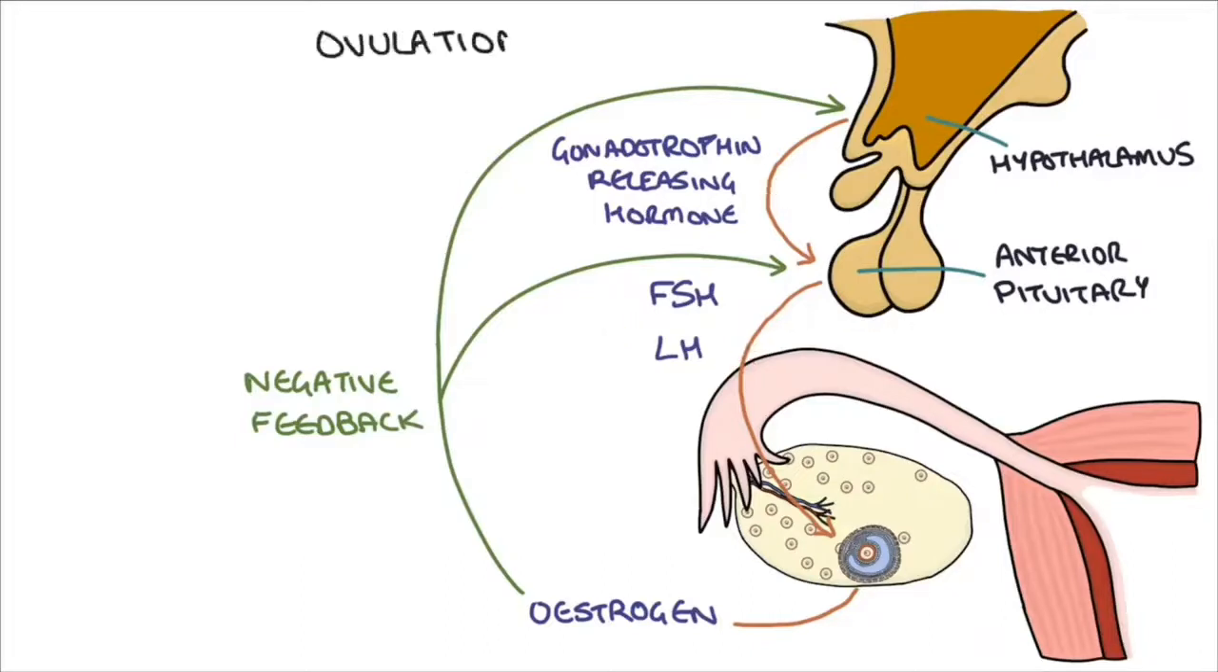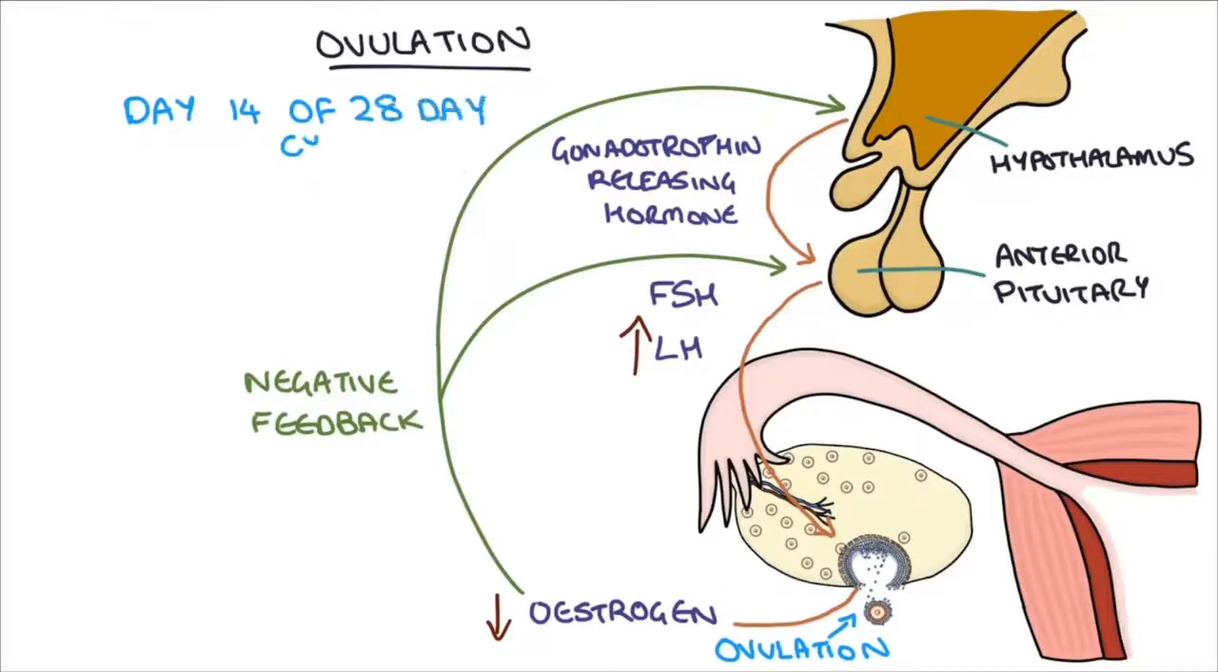Just before ovulation, there's a bit of a dip in estrogen as the follicles are getting ready to release the egg. There's a spike in luteinizing hormone that causes one of the follicles to reach the surface of the ovary and release the ovum, or the unfertilized egg. Ovulation happens at day 14 of a 28-day cycle.